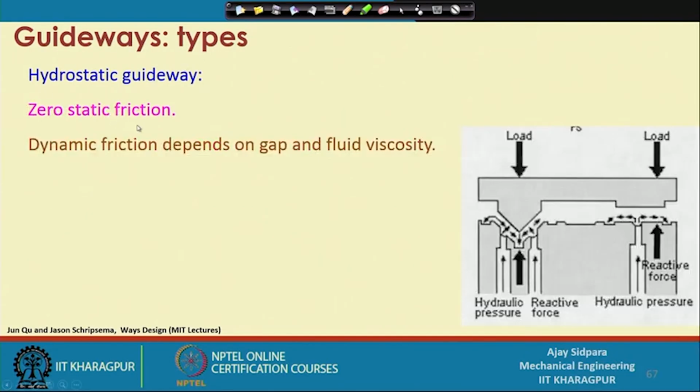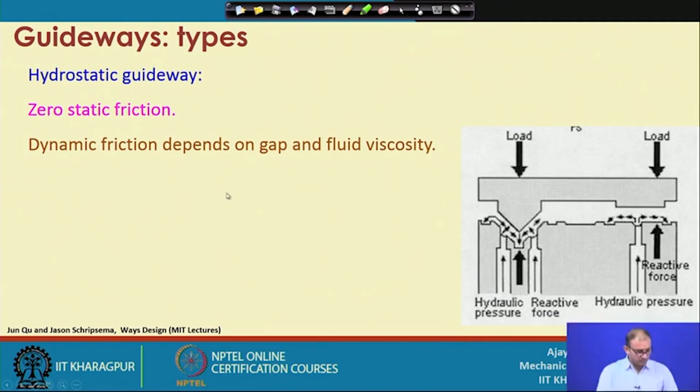It has zero static friction, so we are not getting any type of resistance to the motion. Dynamic friction depends on the gap and the fluid viscosity, because if the fluid viscosity is very high, then you get more friction, but still that friction is much less than in mechanical contact type of surfaces.